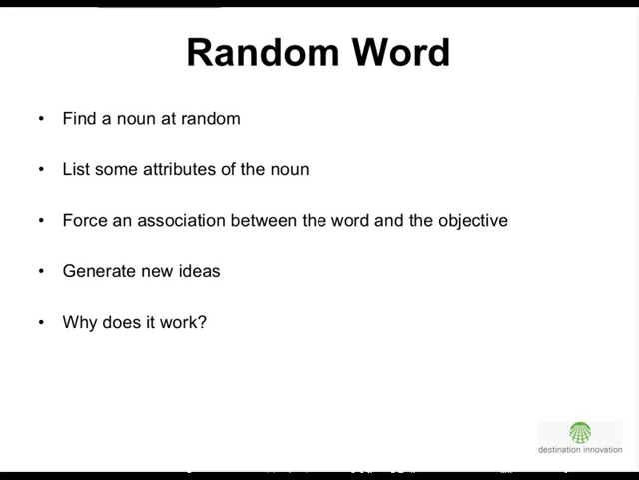You don't select it, it's the first one that you come to. And you write down the noun at the top of the page, and then you write down some attributes of the noun. This is very important. Some associations, which might be literal, they might be lateral. They might be words from a dictionary, they might be associations that come from other walks of life. Typically you have about 5 or 6 or 7 different attributes of the noun. And then you force an association between the word or its attributes and the objective.